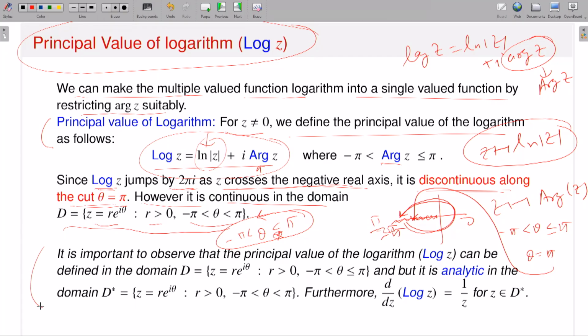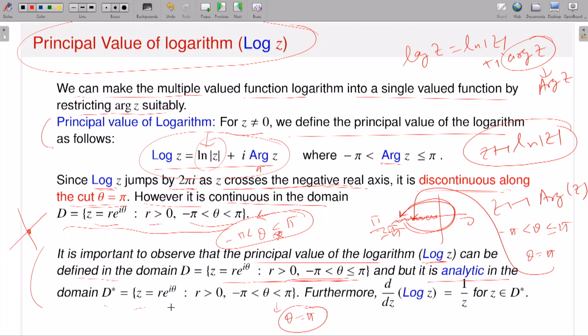Now look, this is very important. It is important to observe that the principal value of the logarithm, that means capital Log of z, can be defined in this domain, where theta runs from minus pi, and it can take the value theta equal to pi. That means it is the whole complex plane except the origin, right? However, to talk about the analyticity or continuity, it is analytic in the domain D star. That means you have to remove the theta equal to pi part.